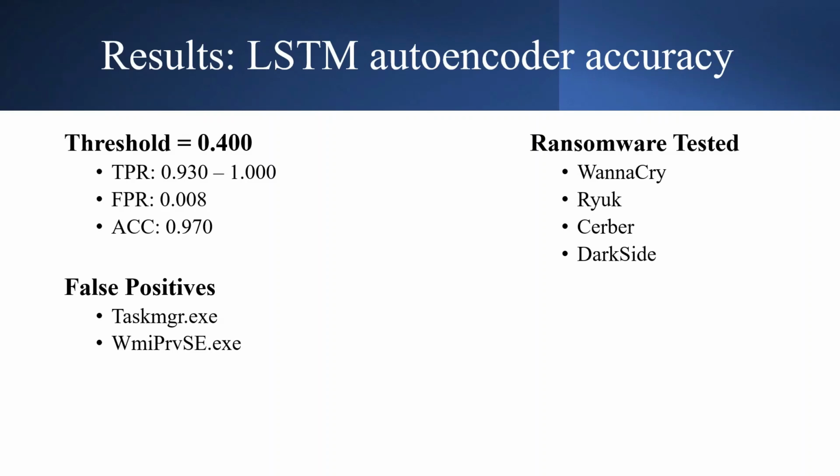With an anomaly threshold of 0.4, the LSTM autoencoder achieved a true positive rate of 93 to 100%, a false positive rate of 0.8%, which resulted in an overall detection accuracy of 97%. These results were obtained through testing WannaCry, Ryuk, Cerber, and DarkSide ransomware. Task Manager and the Windows Management Provider service were detected as false positives.